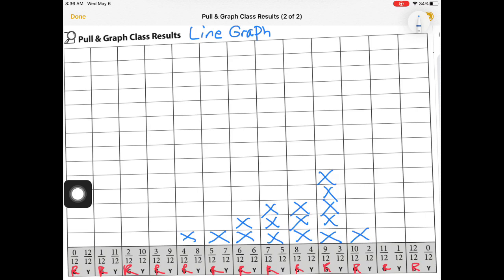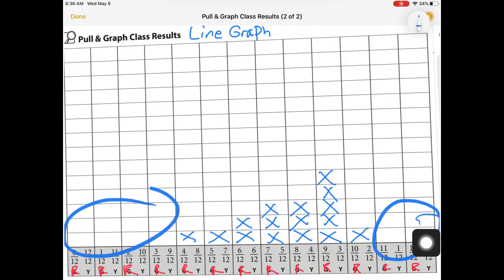Take a look and see what you observe from our data now that we've collected. Pause the video and think about what you observe. Okay, so now that you've paused the video to do your observations, take a look at which ones didn't get picked, and which ones not only didn't get picked, but also which ones got picked the most or the least. I wonder why that is. Okay, thanks for watching.